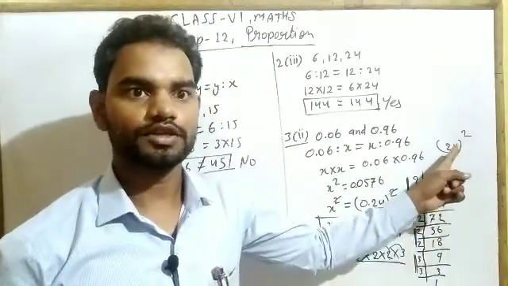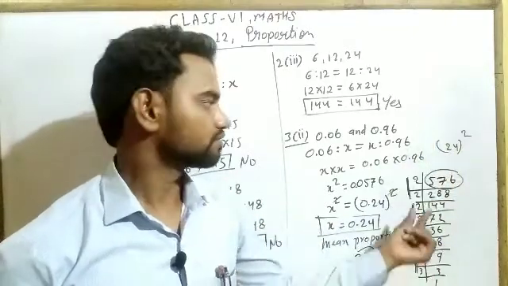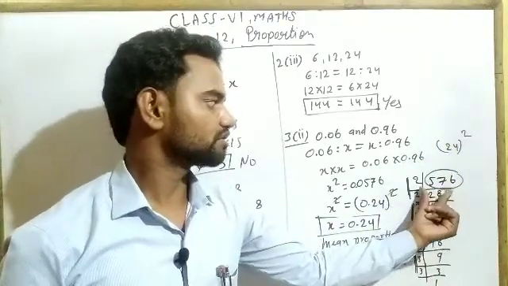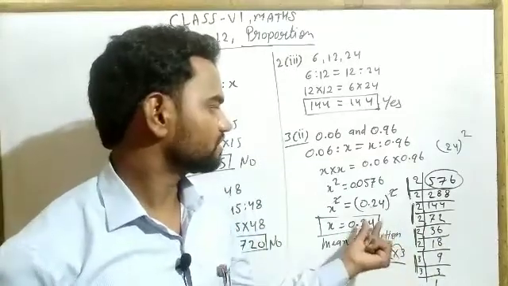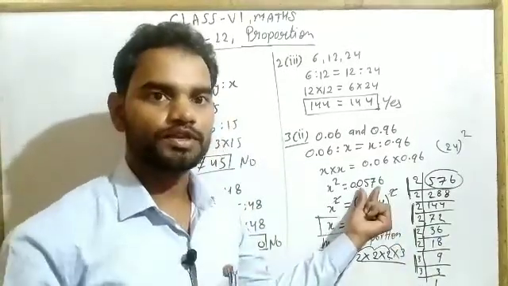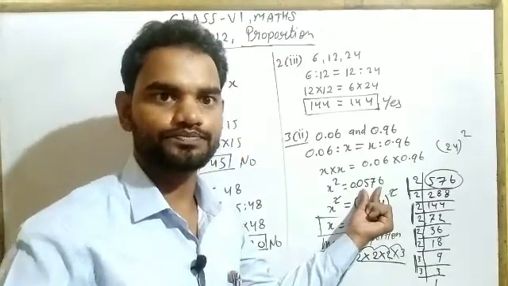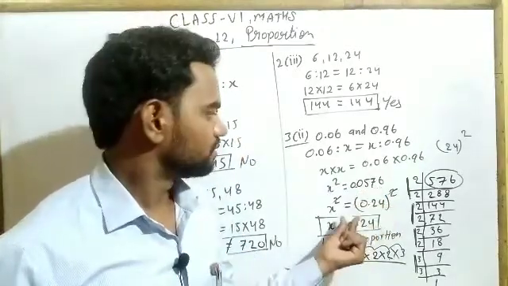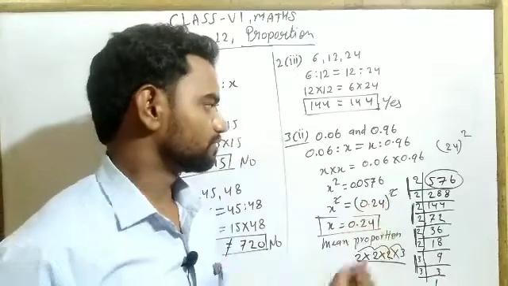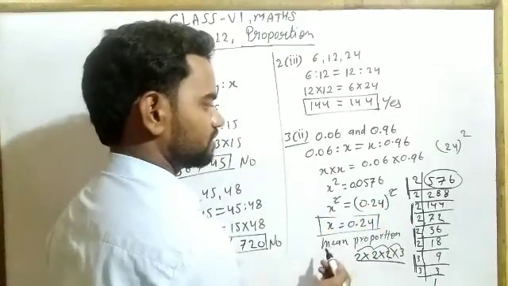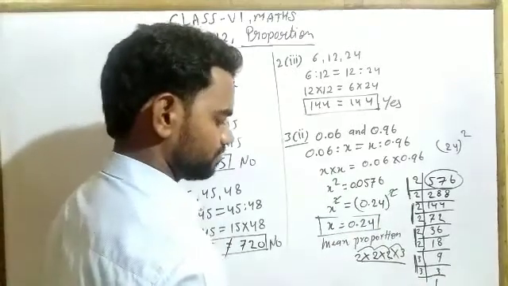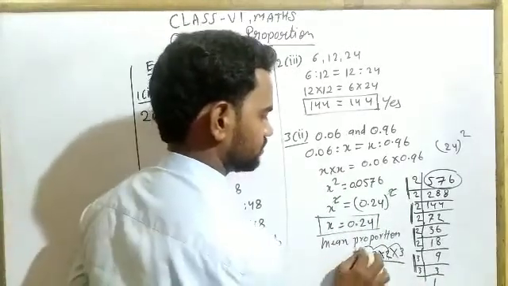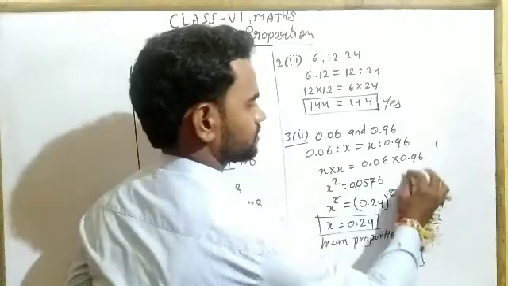576 will be written as 24 square. So we have written this number in its square form, but this number has 4 decimal places in the square number. So now 0.24 square will be there. Now the square will be cancelled, then x equals 0.24. So the mean proportion will be 0.24 in this question.